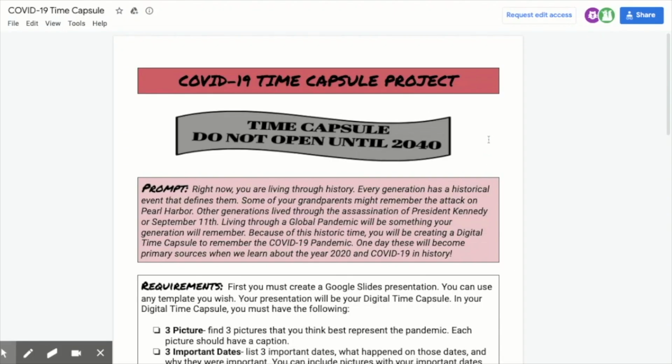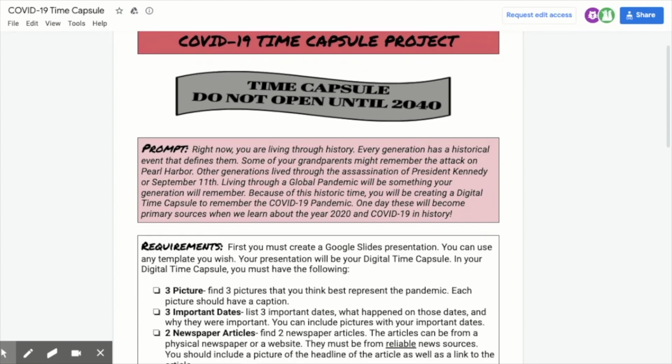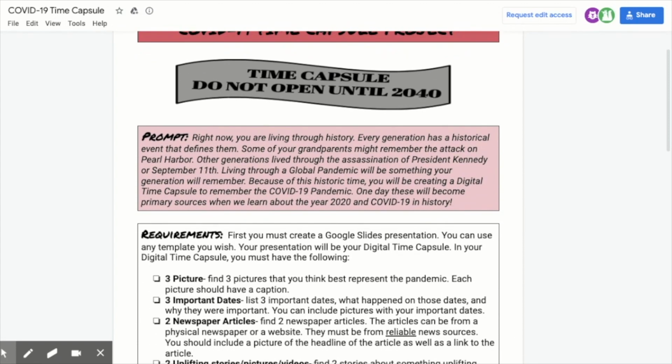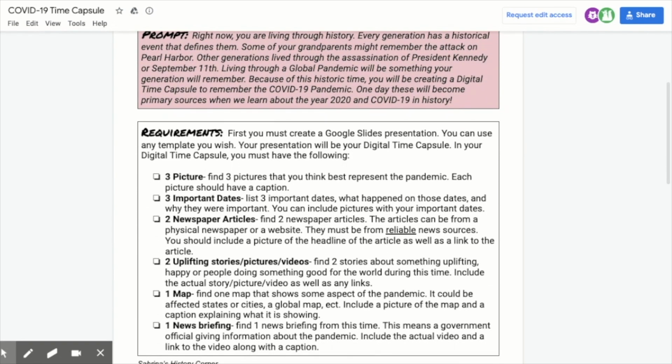So this is the COVID-19 Time Capsule Project. I'm just going to walk you through the different requirements. I started with a little prompt just explaining to them that every generation has a historical event that defines them, and for their generation, this global pandemic will most likely be that event. Some of their grandparents might remember Pearl Harbor, some of their parents should remember September 11th. So just giving them the background as to why it is important to make a time capsule. Now on to the requirements.